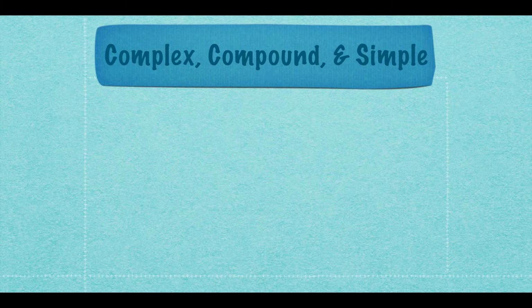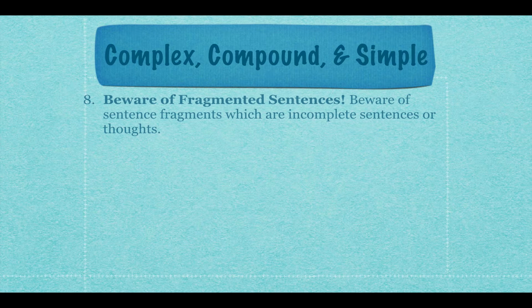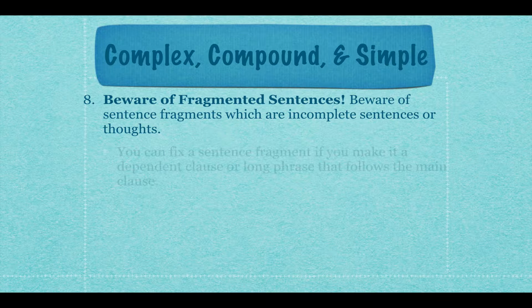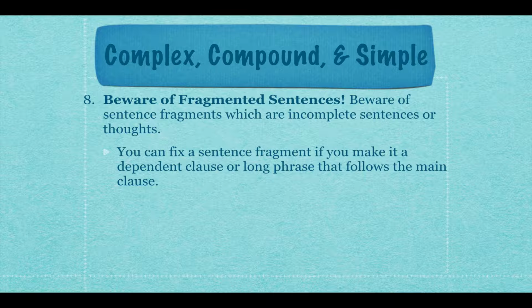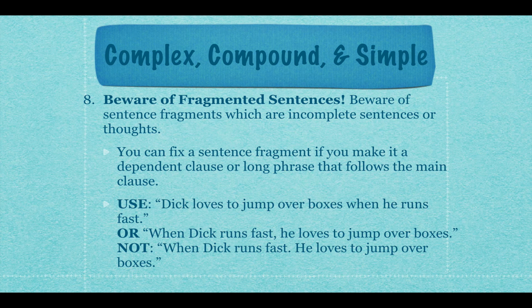You also want to be aware of sentence fragments, which are really incomplete sentences or incomplete thoughts. So you can fix a sentence fragment if you make it a dependent clause or a long phrase that follows the main clause. So let me give this example, because I think this is the one that I see a lot in papers and a lot of students struggle with. So you'd want to use, Dick loves to jump over boxes when he runs fast. Or, when Dick runs fast, he loves to jump over boxes. Those are two good, fully formed sentences.